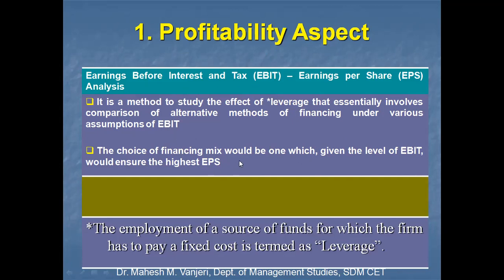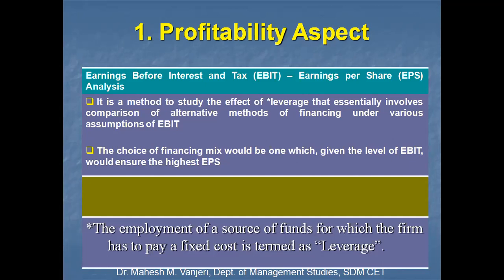The financial manager has to choose that financial plan that gives the highest earnings per share. Because when a company's earnings per share are highest, it maximizes the wealth of the shareholders. That is the profitability aspect. So that is the first factor.